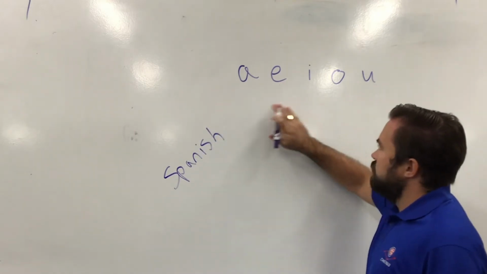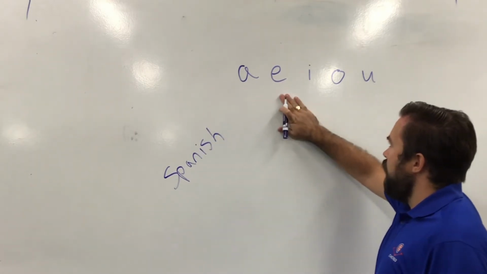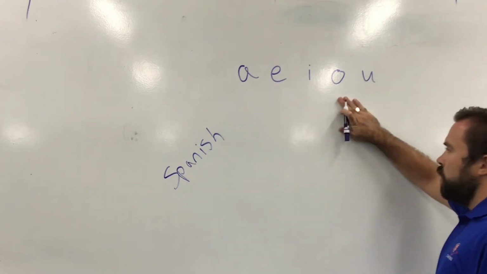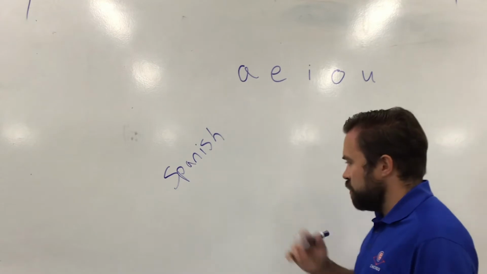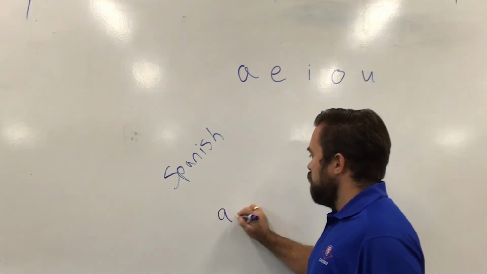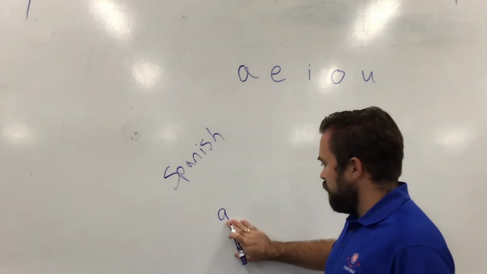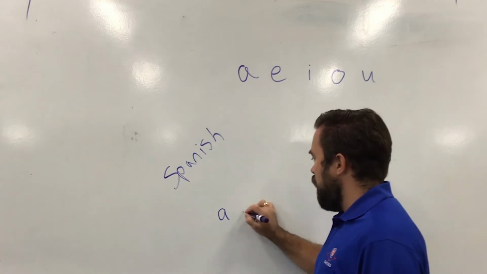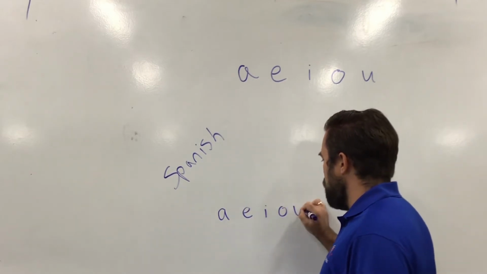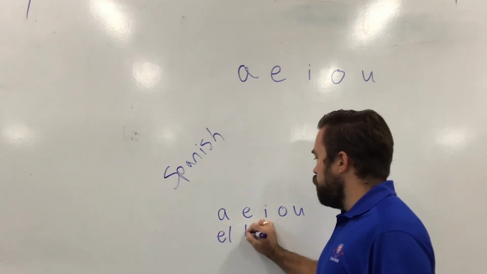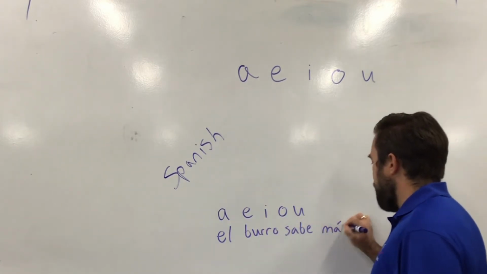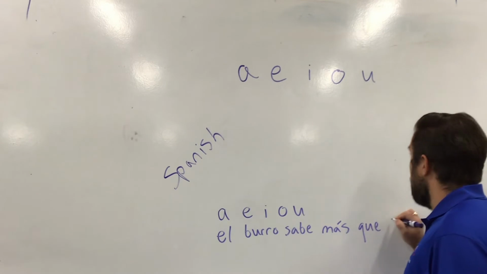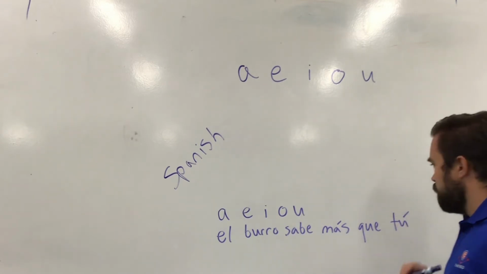In Spanish, this is pronounced a, e, i, o, u. That's it. A, e, i, o, u. There's a rhyme in Spanish. I learned this from like a second grader when I went to Mexico a long time ago. A, e, i, o, u. El burro sabe más que tú.